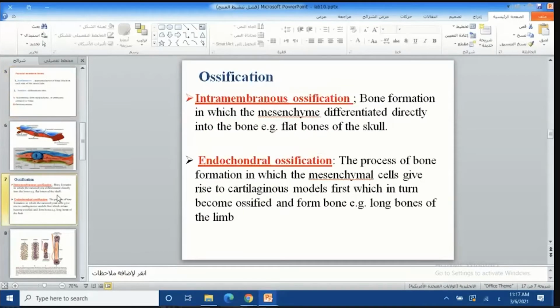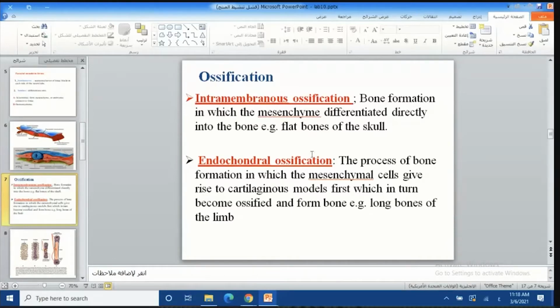We said also that it's important to know that the process that happens in order to form the skeletal system is ossification, and ossification has two types, which are intramembranous ossification and endochondral ossification. So intramembranous ossification, actually, ossification means bone formation. Okay, so intramembranous ossification is the bone formation that happens whenever the mesenchyme directly differentiates into bone, like the flat bones of the skull.